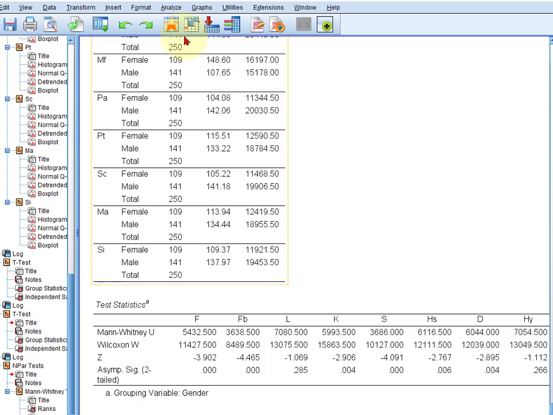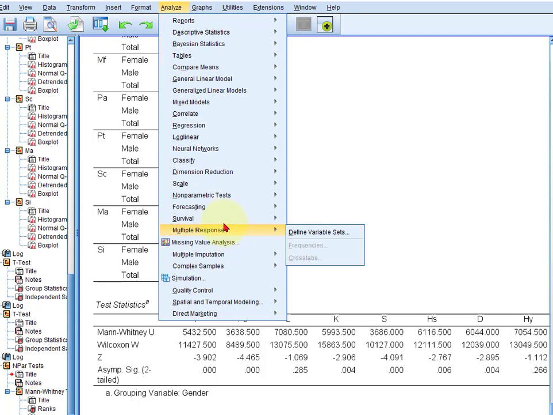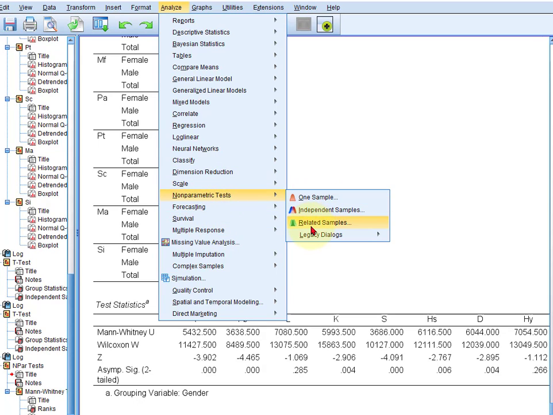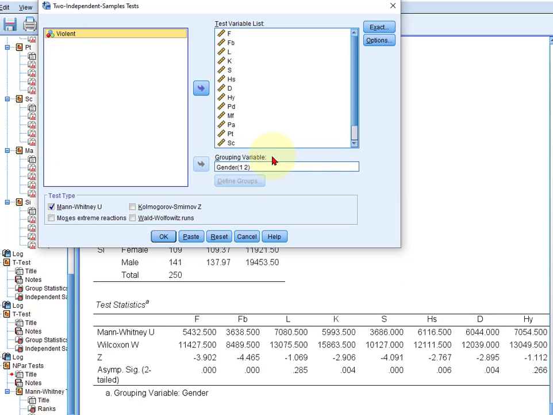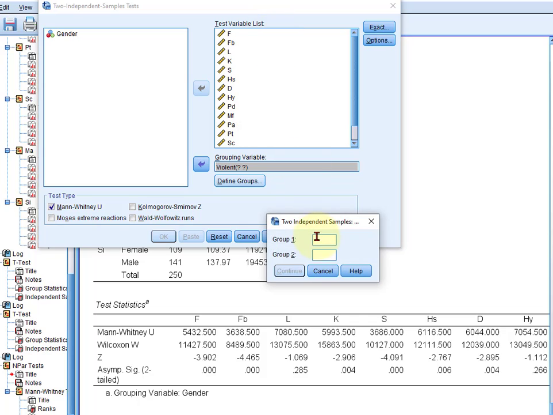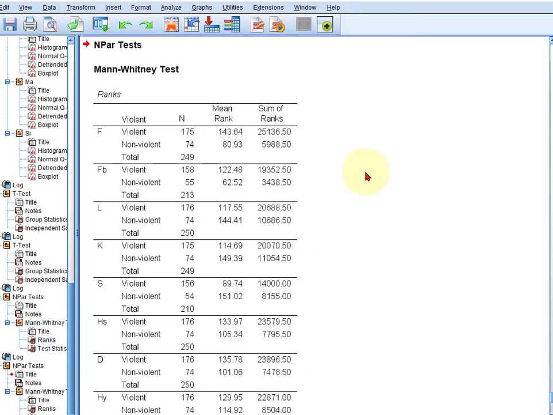Now let's repeat that process with the violent group. Analyze, non-parametric. Related? No, let's go to legacy, sorry, and two independent. And then out with the gender, and in with the violent. And those should be just one and a two again. Oops, one and a two. Continue. Okay, and again, here are your rankings.